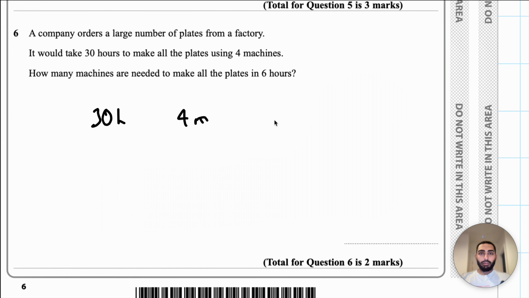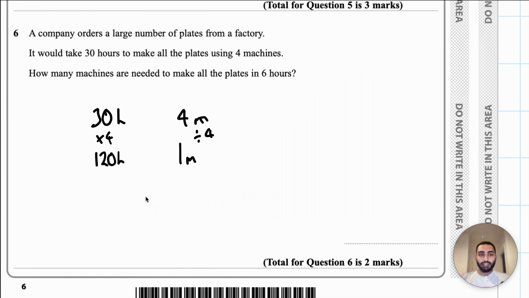The first thing that I need to think about is how long would it take if I have 1 machine? Because I've divided this by 4, I need to do the opposite of that to this one. I won't divide it by 4 because that would mean it would be quicker to do it with 1 machine than 4 machines. So I need to multiply this one by 4. So that would be 120 hours if I have 1 machine.